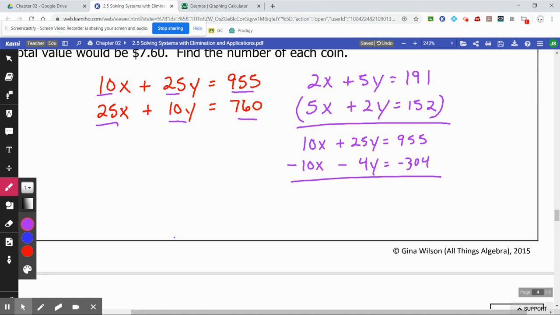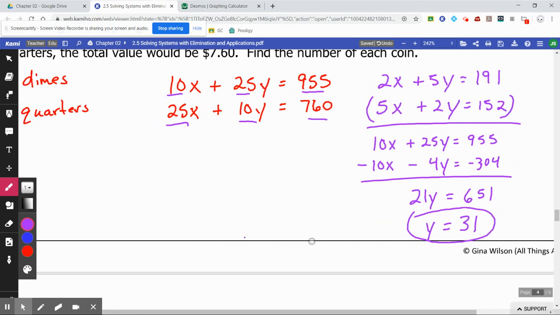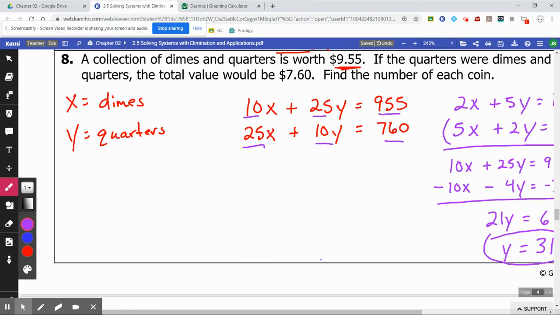My x's are now gone. 25 minus 4 gives you 21 y's left. 955 minus 304 gives me 651. When you divide by 21, you get your y value is 31. And again, domain-wise, we're talking about the number of quarters and the number of dimes. So if you'd got something crazy like 31.8 or something like that, you know you'd have to be wrong, because you have to have a whole number there. So your y value is 31.